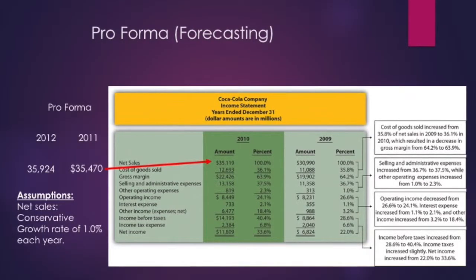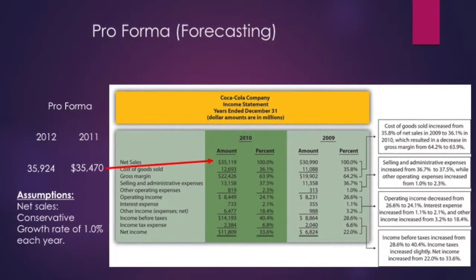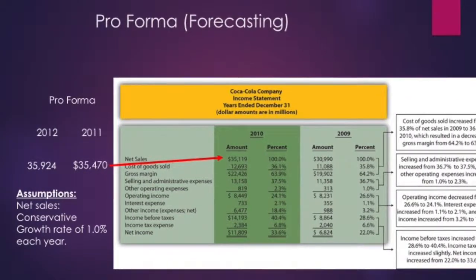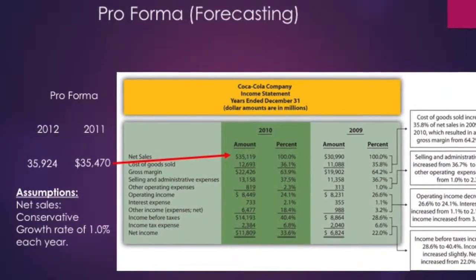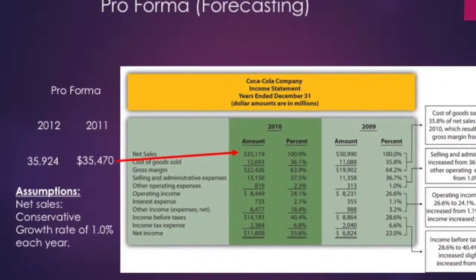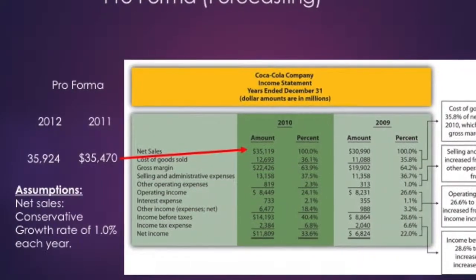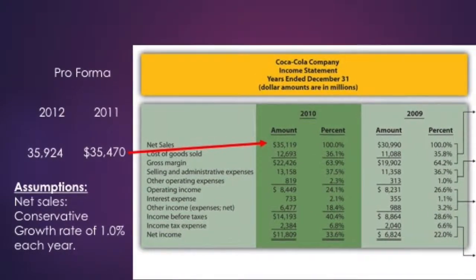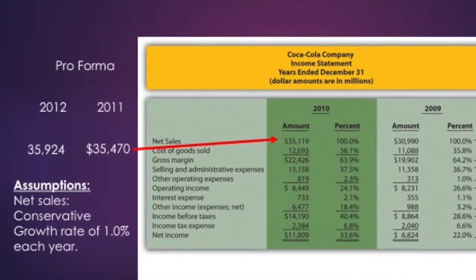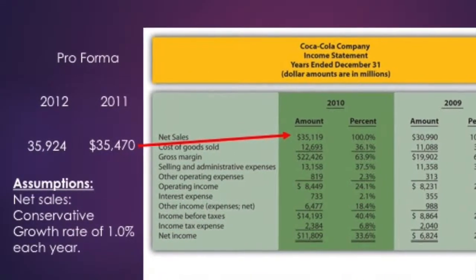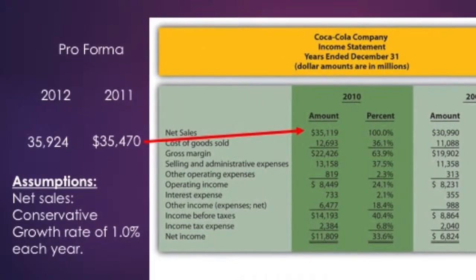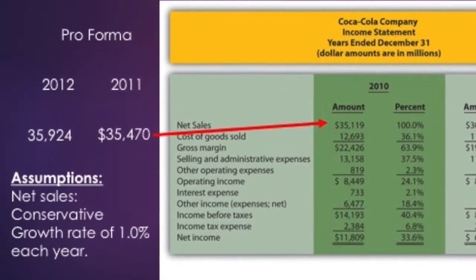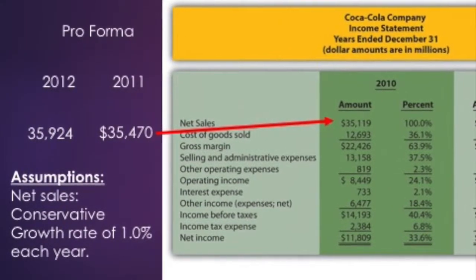If the growth rate between 2010 to 2011 was 1%, the net sales would yield 35,470 in the year 2011. And if I believe with a conservative perspective that the growth rate will remain at 1%, I will yield 35,924. These are ways for you to project what will be possible revenues and sales and other items on your balance sheet and income statement.